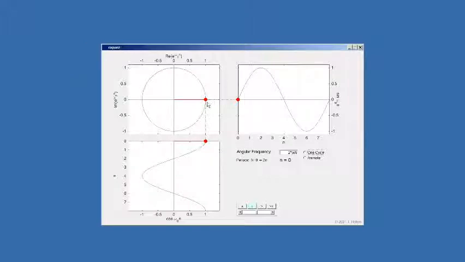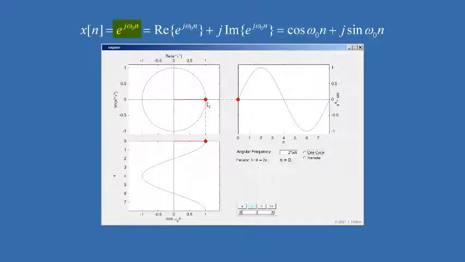The red ball in the top left panel shows the complex exponential sequence e to the j omega 0 n with discrete time frequency omega 0. It shows it as a vector in the complex plane as a function of time n. We select the value of omega 0 here. The value of n is shown here. We step the value of n forward by pressing on this control here. Each step increments n by 1.